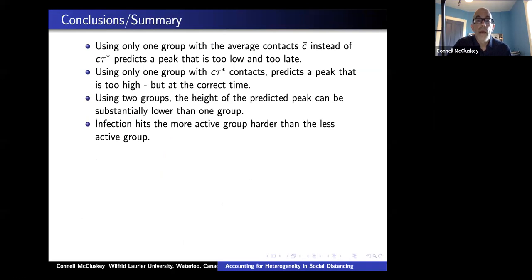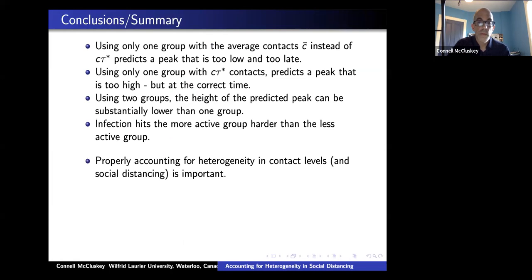And in the second video I showed, the infection hits the more active group at a percentage level harder than it hits the less active group. And that's kind of what you'd expect. The people that are out having lots of contacts are putting themselves at higher risk of catching the disease. So my claim is that properly accounting for heterogeneity in contact levels and social distancing is important.